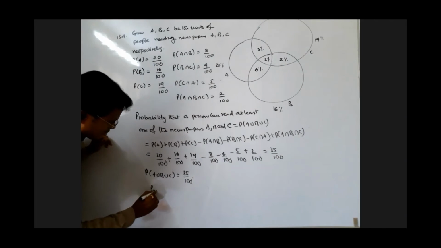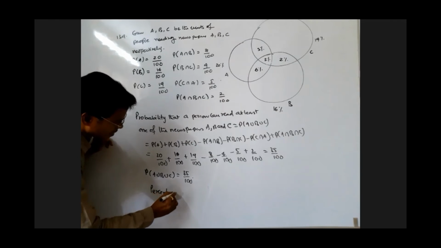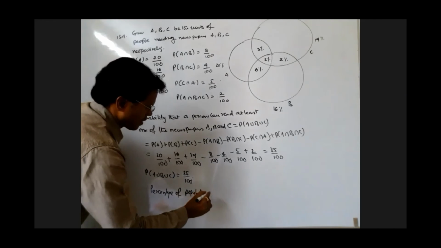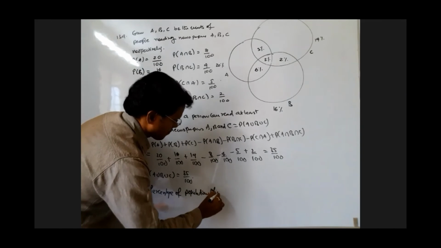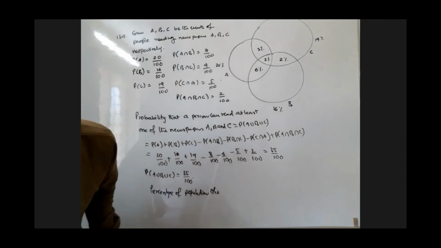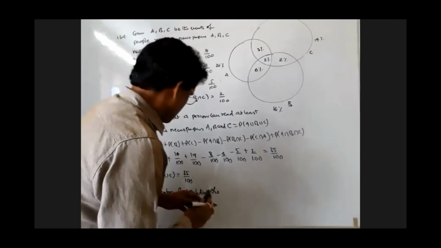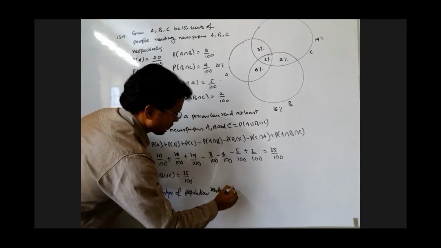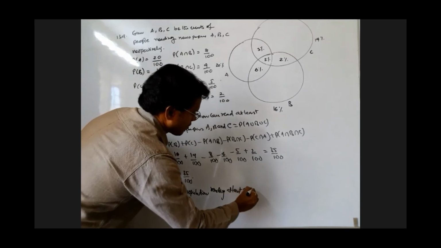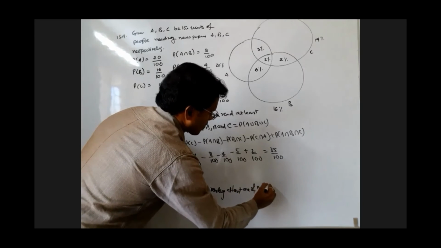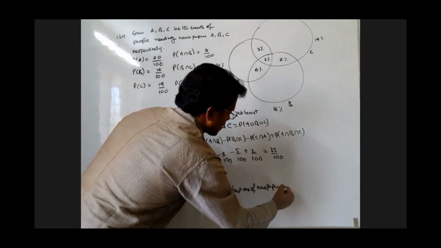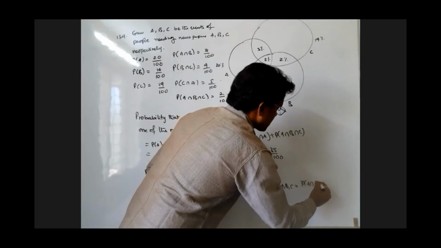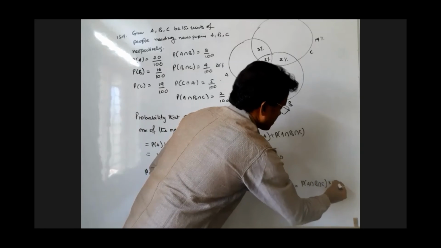Therefore, percentage of population reading at least one of the newspapers A, B, C is equal to probability of A union B union C times 100.